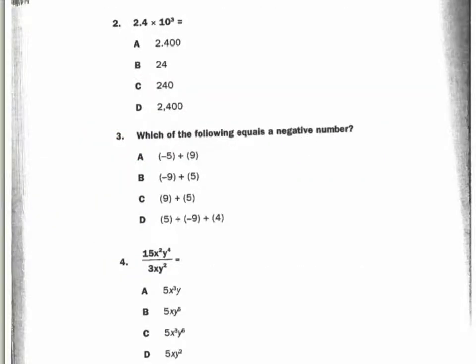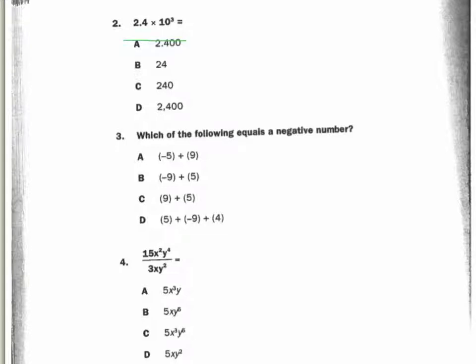Number 2, it says 2.4 times 10 to the third power. Anytime you're multiplying with a positive exponent, it means it's going to be a bigger number. So since it's going to be a bigger number, I already know it's going to be bigger than 2.4. I can already eliminate A.